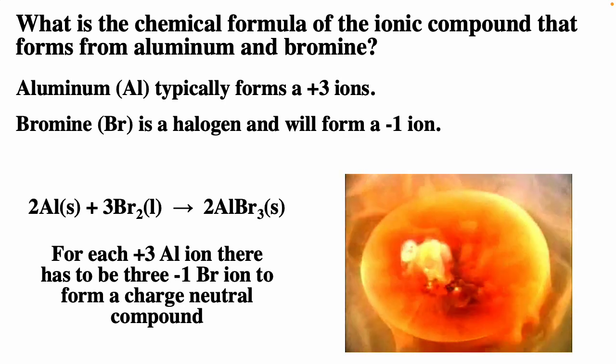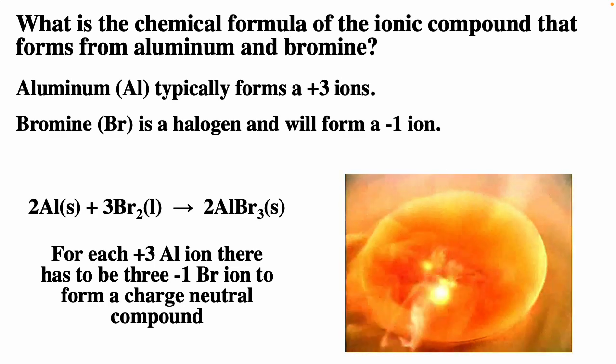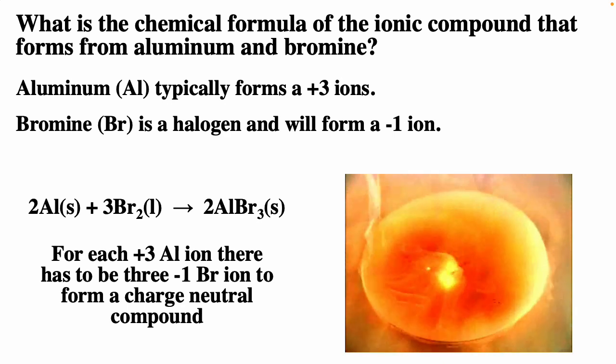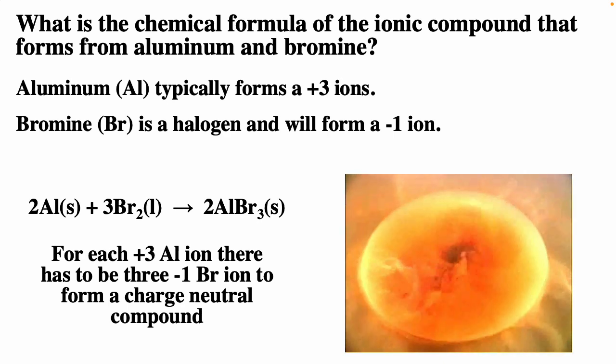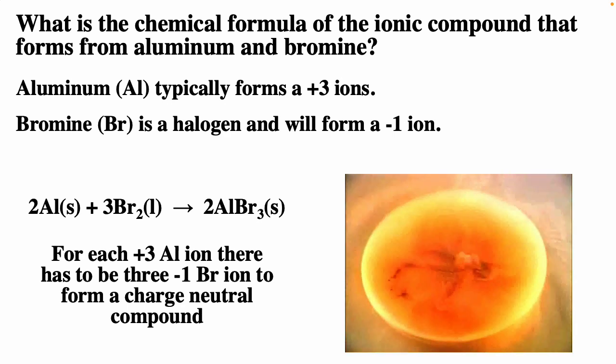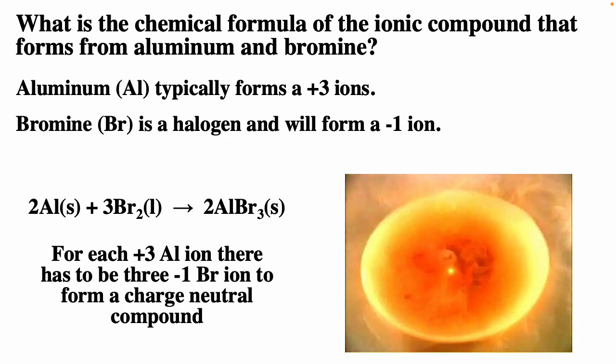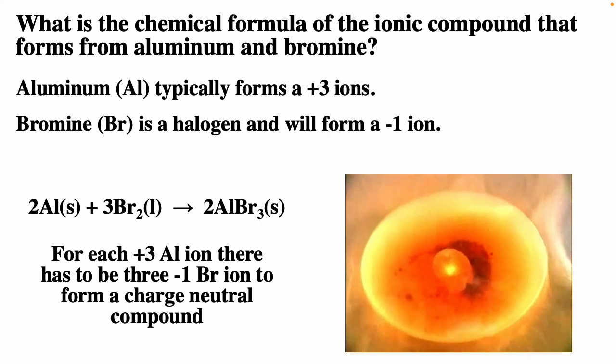An exothermic reaction between bromine and aluminum causes more brown fumes of bromine to be given off. White fumes are also given off. So it's kind of a cool reaction.